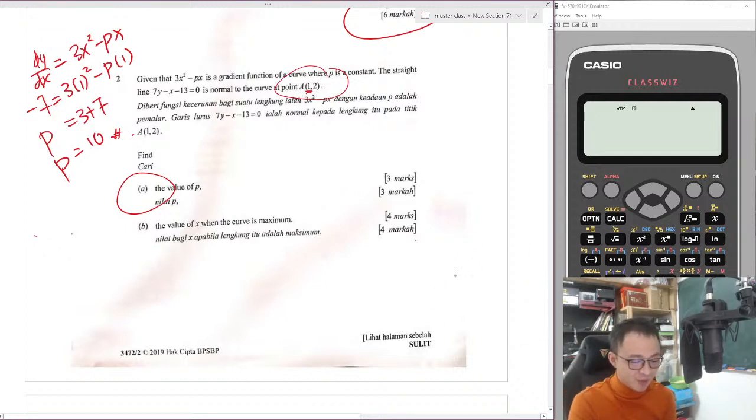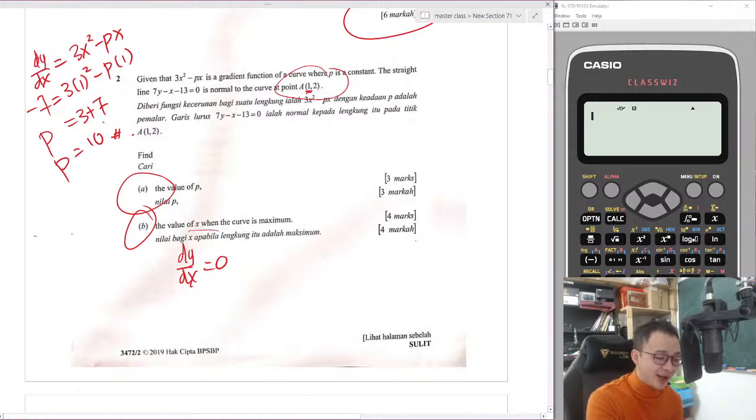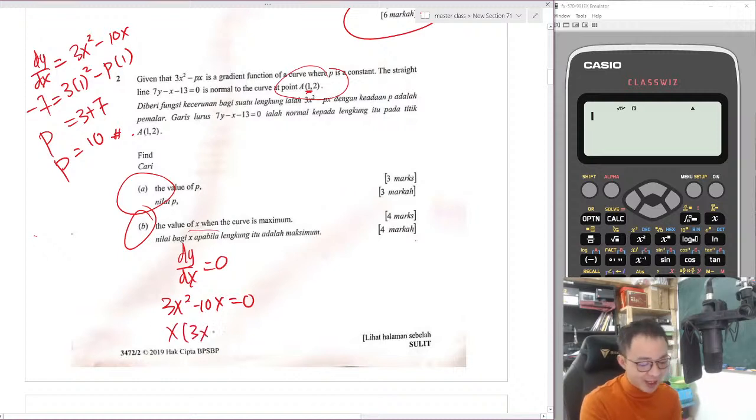Then part B is a little bit unusual for SPM students, but it's very common for Cambridge students, which is IGCSE students. They ask you to find the value of x, which is very normal because a lot of students can do it. It means dy/dx equals 0, and you know p equals 10. Basically, your dy/dx is 3x squared minus 10x. So 3x squared minus 10x equals 0. Then I will factorize out the x, which is x(3x minus 10) equals 0. Then x equals 0, and x equals 10 over 3.